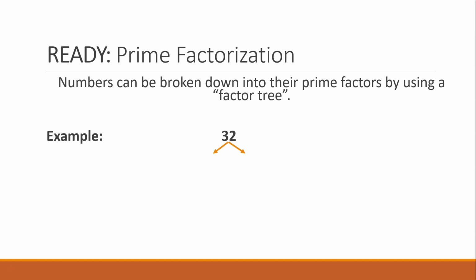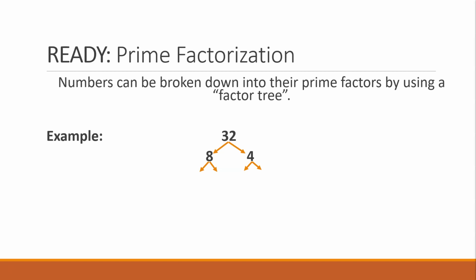We know that 8 times 4 is equal to 32. The arrows represent the branches of our tree. Since neither 8 nor 4 are prime, we must keep going. We create 2 more branches from each of these numbers and consider the factors for each.